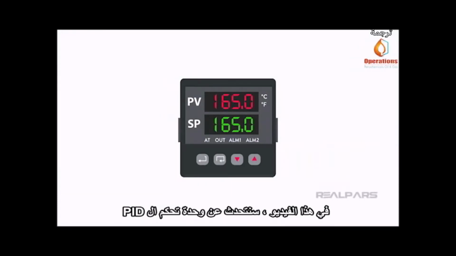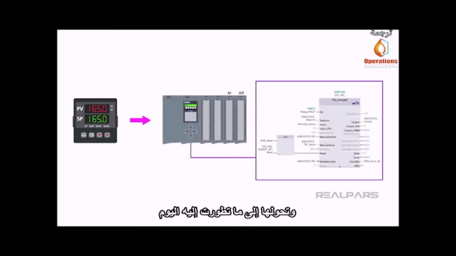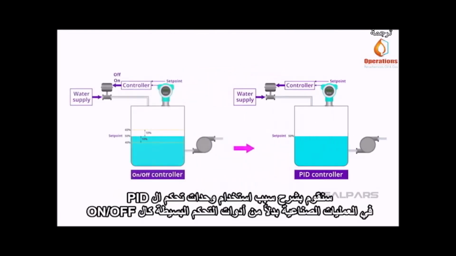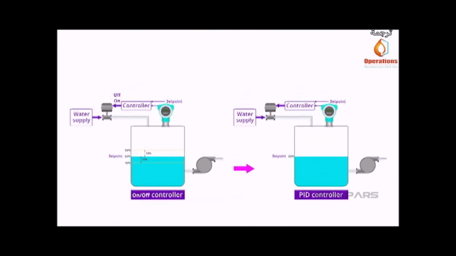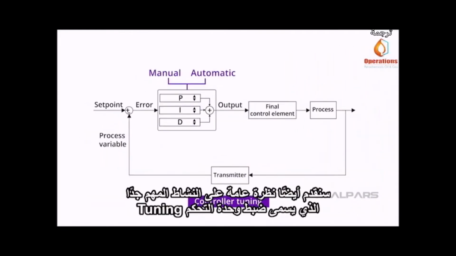In this video, we're going to talk about the PID controller and its transformation from a single station device to what it has evolved into today. We're going to explain why PID controllers are used in industrial processes instead of simple on-off controllers. We'll illustrate how controller settings called proportional, integral, and derivative affect different processes under control. We'll also provide an overview of the very important activity called controller tuning.